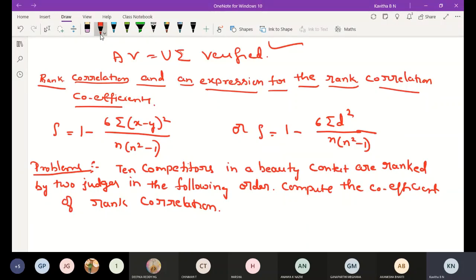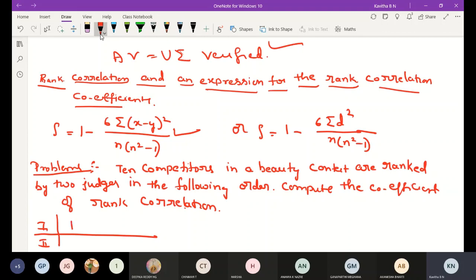Write the question here. Ten competitors in a beauty contest are ranked by two judges. The ranks are given by the two judges in the following data. We need to find the coefficient of rank correlation, so we have to use this formula. First judge and second judge, the data is given here.